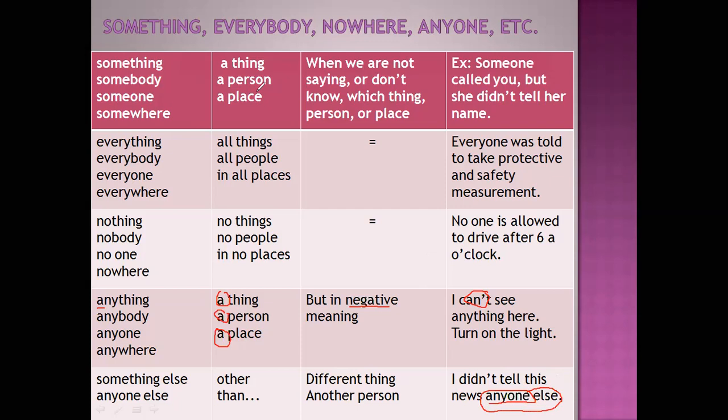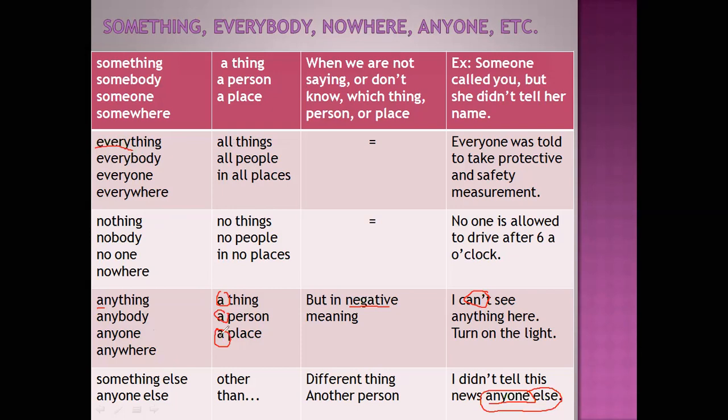So let's have a look. Something refers to a person, a place, and a thing, and we use it when we don't know which thing, which person, or which place. Every goes with all things, all people, but nothing is, on the other hand, the opposite: no things, no people, no places. But if it's negative, we use anything, anybody, anyone. Do you have anything to say? Or anyone else to answer?